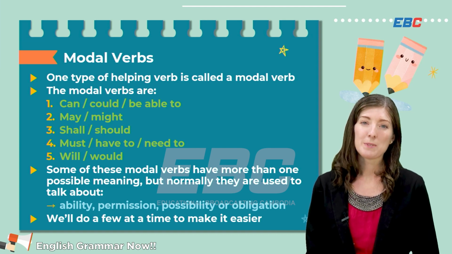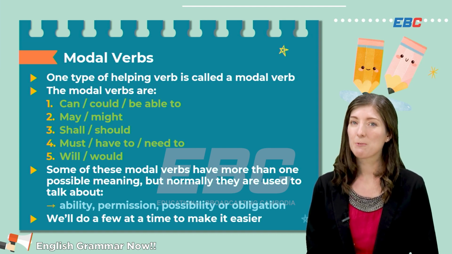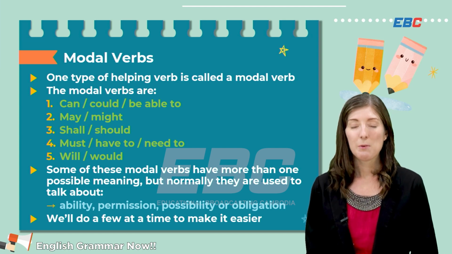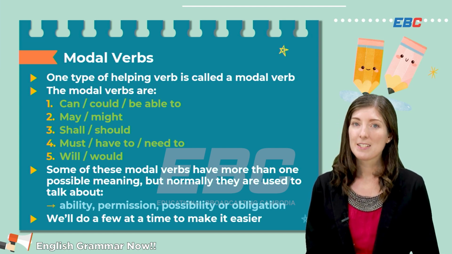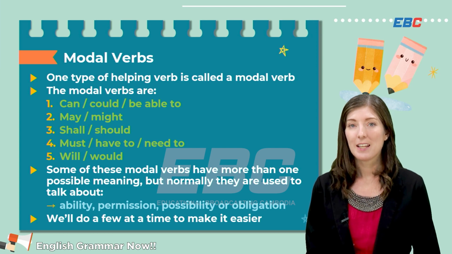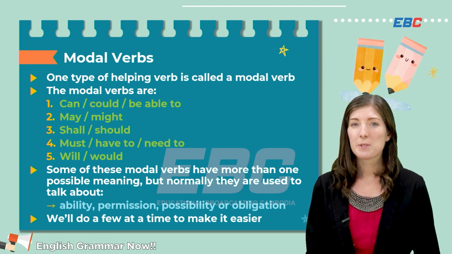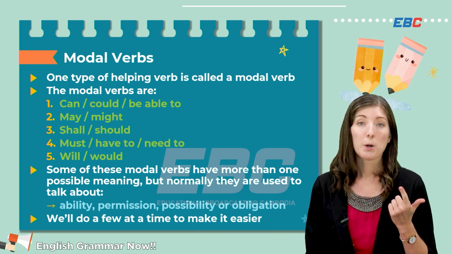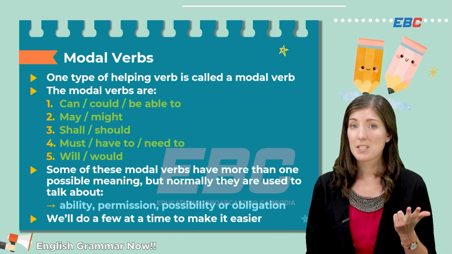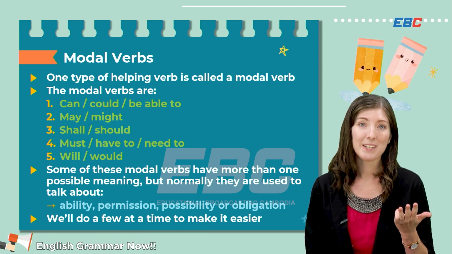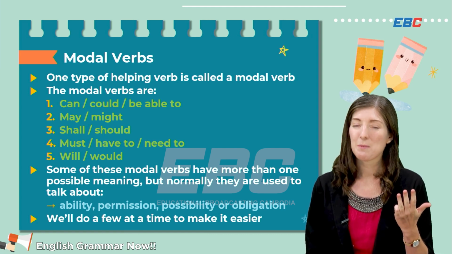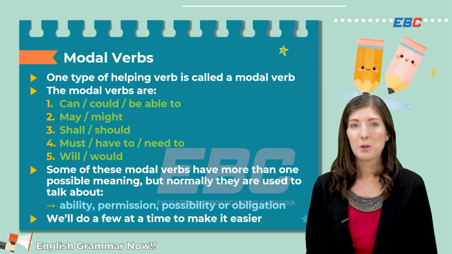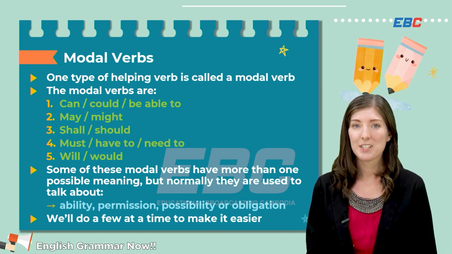These modal verbs can have many different meanings in different kinds of sentences. However, we can summarize different kinds of meanings like this. Modal verbs are often used to describe ability, permission, possibility, or obligation. Those are some big words, but we're going to look at some examples today, starting with can, could, and should.